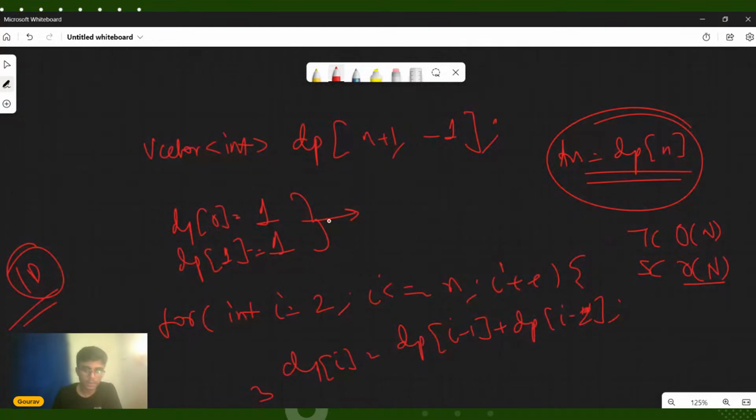Can we do it in space complexity O of 1? Can we do it in constant space? Can anyone tell me?